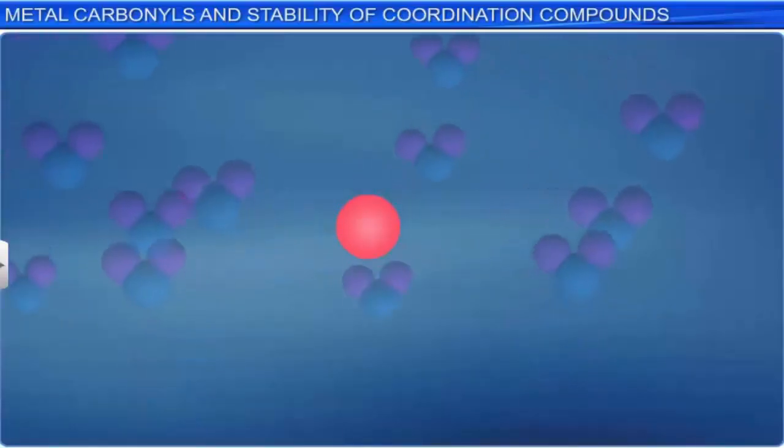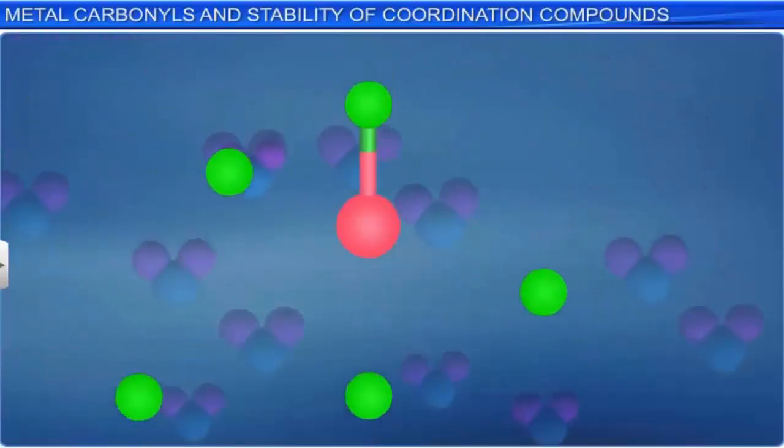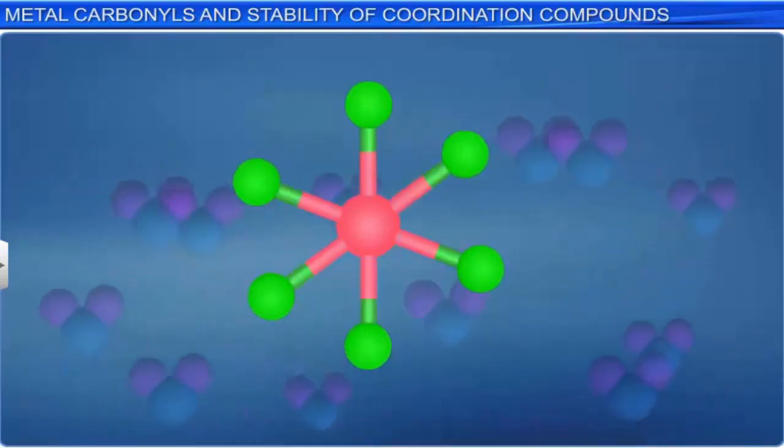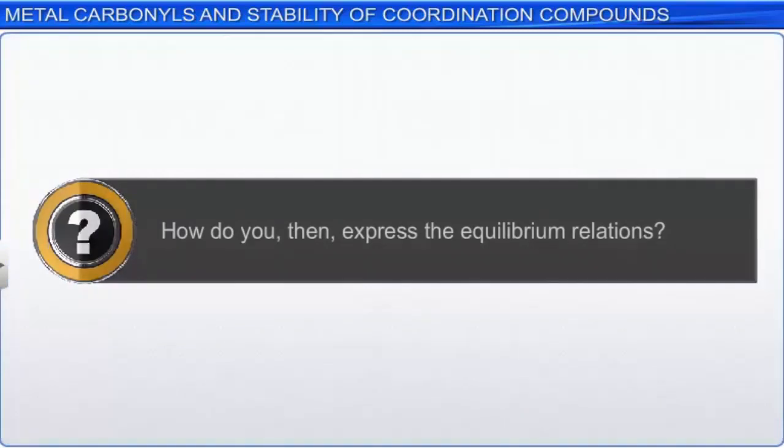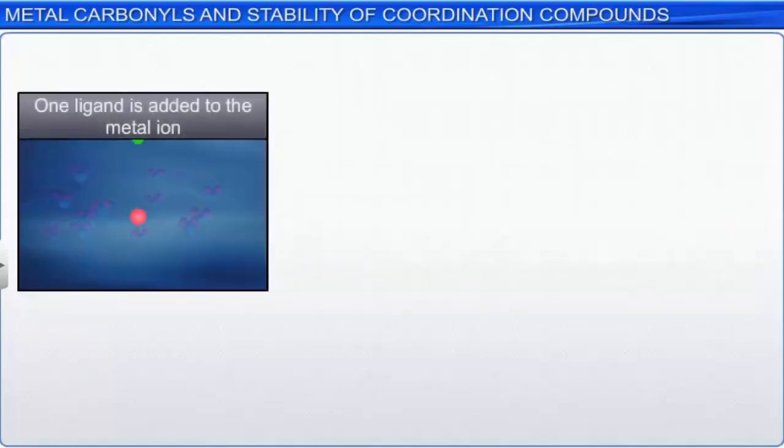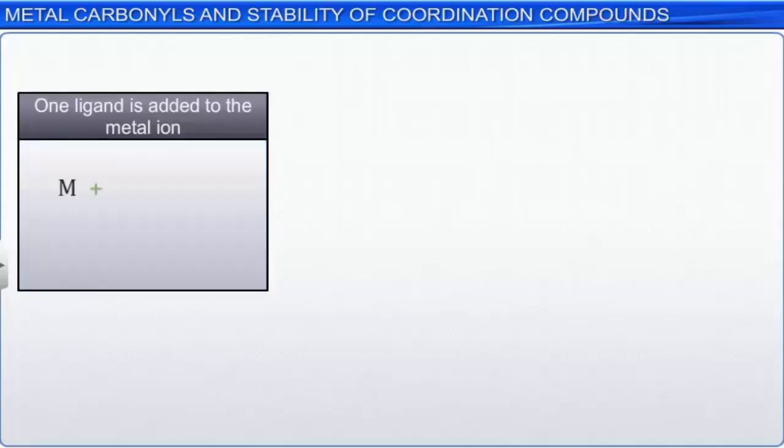Alternatively, the formation of a complex may be due to the simultaneous addition of ligands to the metal ion. How do you, then, express the equilibrium relations? When only one ligand is added to the metal ion, the equation may be written as M plus L in equilibrium with ML. The expression for the stability constant for this equation may be written as K1 is equal to the concentration of ML divided by the product of the concentrations of M and L.